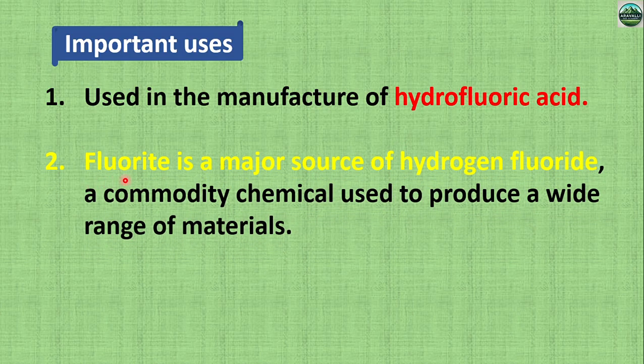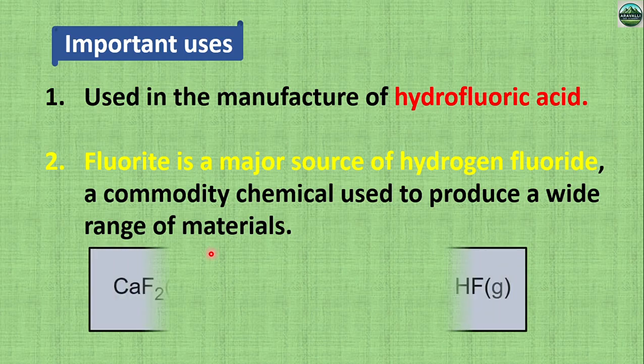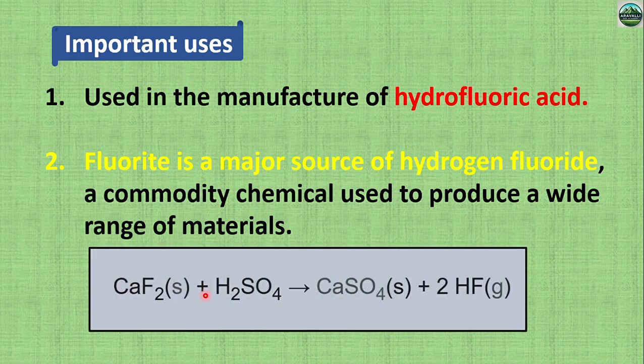Second use, fluorite is the major source of hydrogen fluoride, a common commodity chemical used to produce a wide range of materials. See this reaction first. This is the mineral fluorite. This is H2SO4, sulfuric acid. So after this reaction, hydrogen fluoride is formed. Okay. So fluorite is the major source of hydrogen fluoride, and fluorite is used for the manufacturing of hydrofluoric acid also.